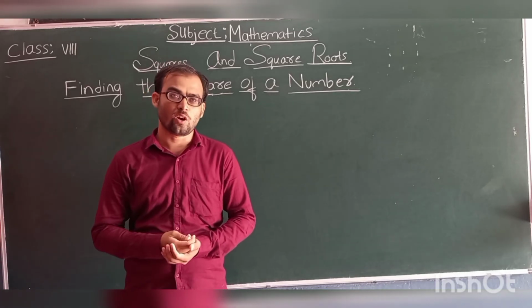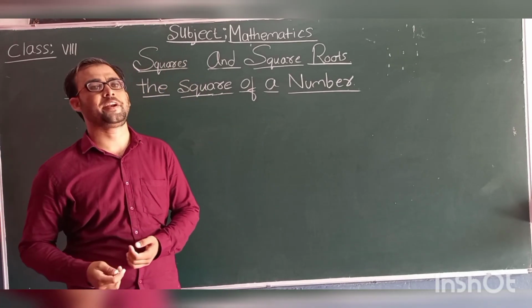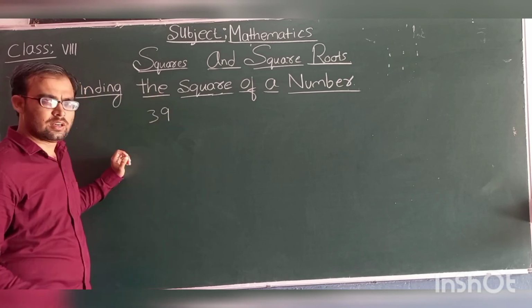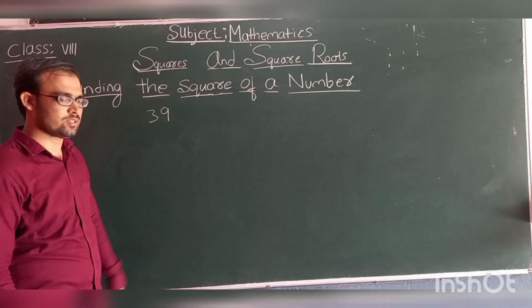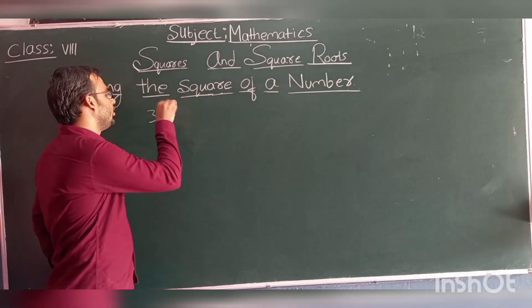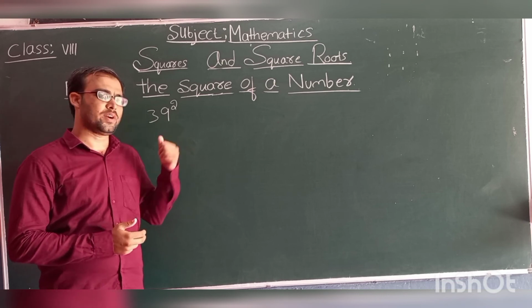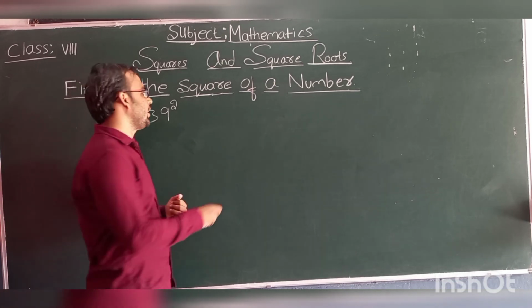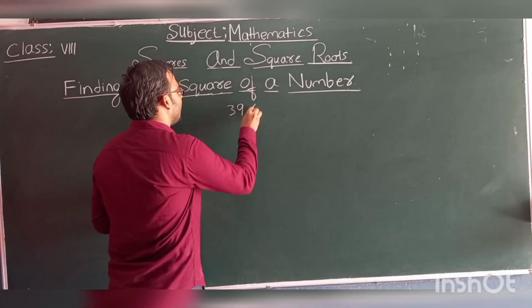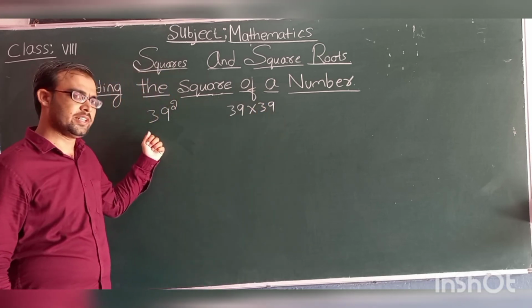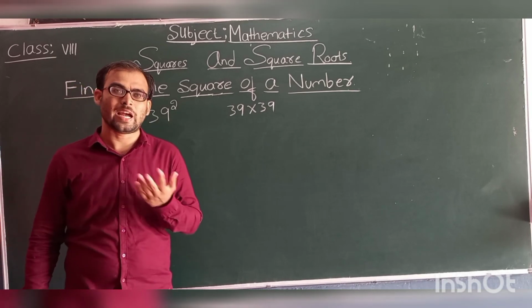Students, now we will discuss how to find the square of a number using identities. Suppose you are given the number 39 and they ask you to find the square of this. What is the way to find the square of 39? You can multiply 39 with 39 to find the value of 39 square, or you can use identities.